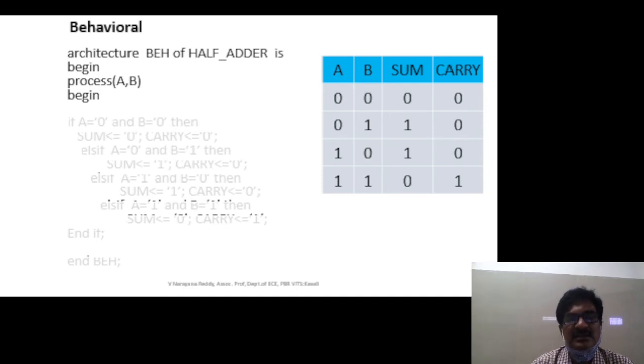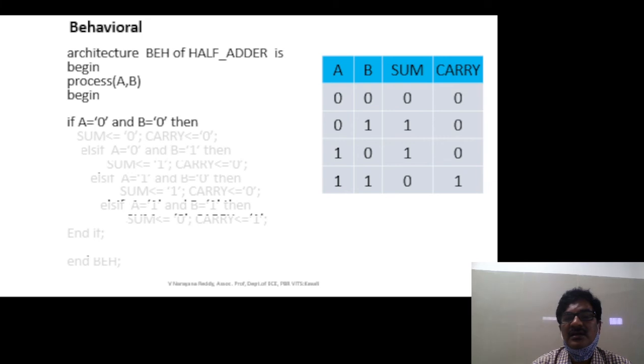After begin come the sequential statements. The sequential statement I have chosen here is if, and I am using a nested if, because many conditions are there. If A, B are 0, 0, the expected output is 0, 0. If it is 0, 1, output is 1, 0. If it is 1, 0, output is 1, 0. If it is 1, 1, output is 0, 1. So I am choosing a nested if here.